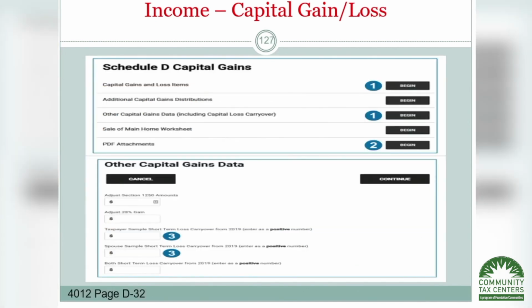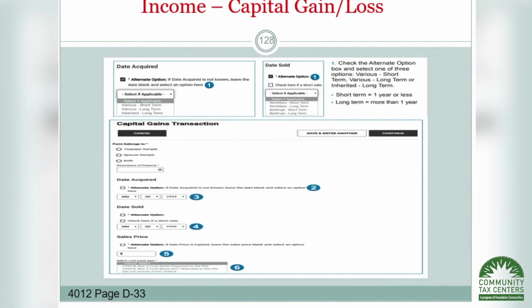So what does that look like in the system for us? What does it look like for us once we see that nightmare form? This is what it looks like. We would start by clicking on the capital gains form. And there's other capital gains as well, but we would click on the begin button. It will take us to a page that looks like this. And the very first question it asks is, who does this belong to?